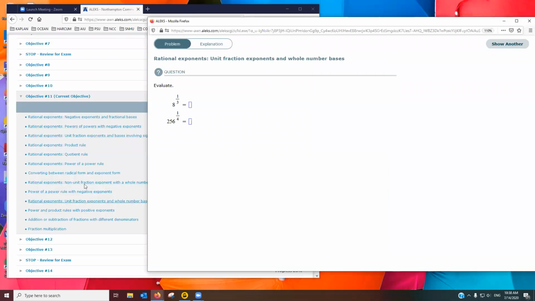And if you look at Objective 11, you'll notice that most of the topics have to deal with rational exponents. So what is a rational exponent? Well, really what they're talking about here are exponents that are fractions. Of course, we've been working a lot with exponents that are whole numbers like x to the 2, or 5 to the 3, and so on. But we can have examples where the exponent is a fraction. So we want to understand, what does it mean to have a fractional exponent?